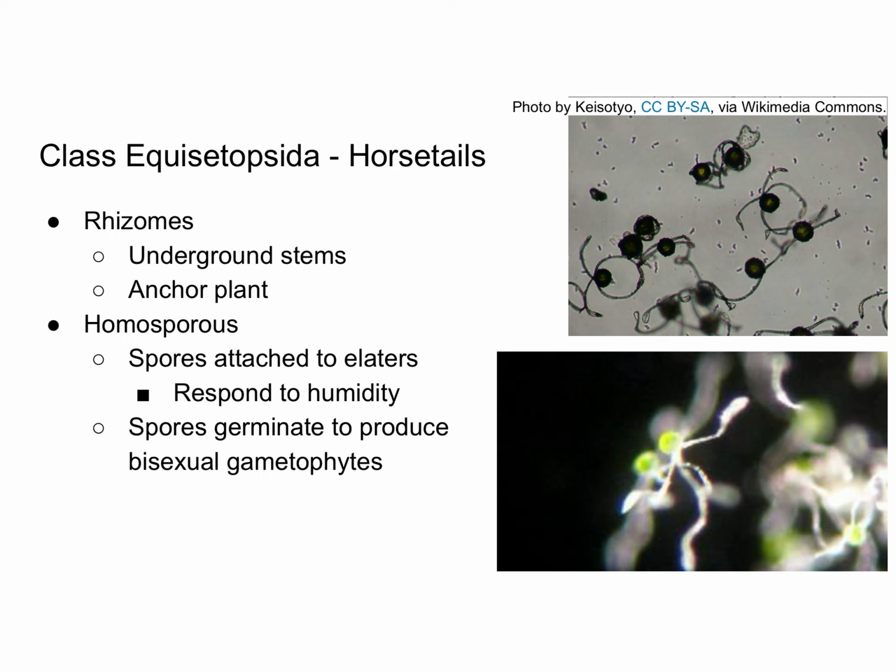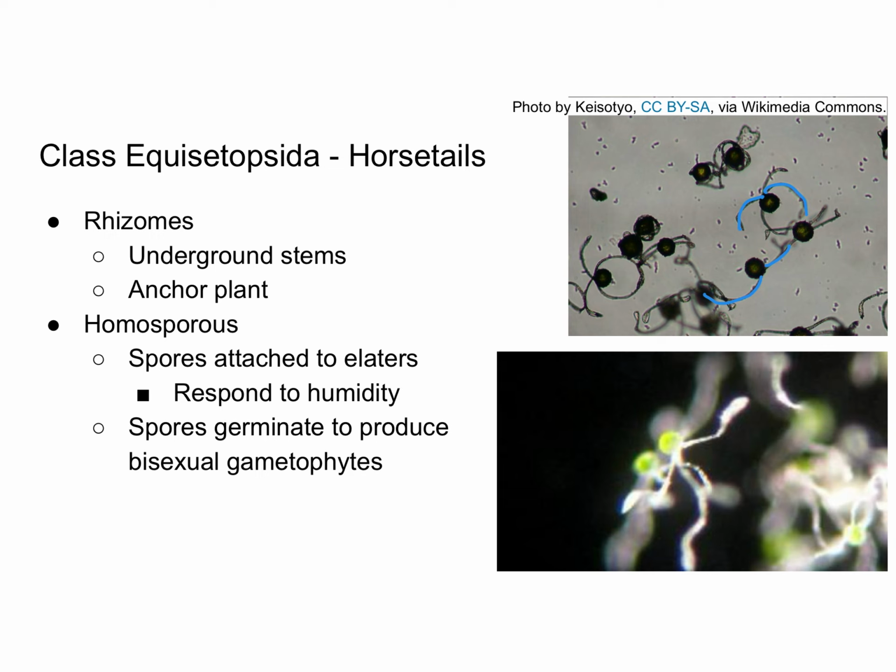Continuing our discussion of the horsetails, they do have rhizomes, which are underground stems that help to anchor the plant in place. The spores of horsetails are also really interesting because they're attached to these things called elaters. And you can see them in the picture here.